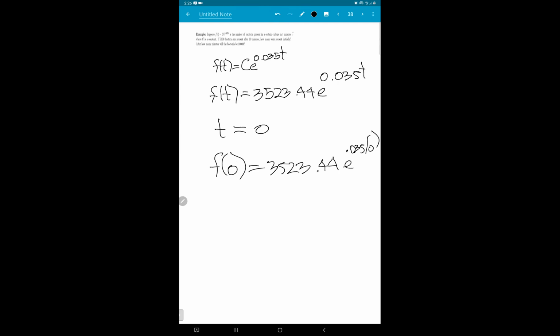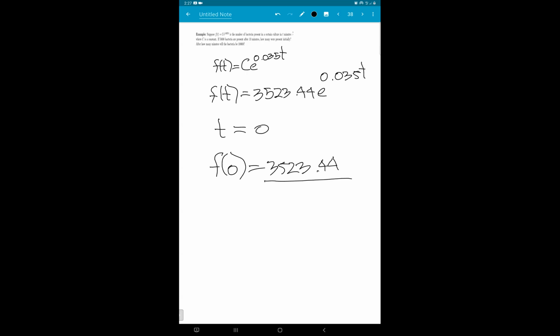And what happens to this one? It's 0. Anything raised to 0 is 1. So times 1, that's the initial number of bacteria. But since this is population, we have to round it off to the nearest. I think we should round down instead of round off.